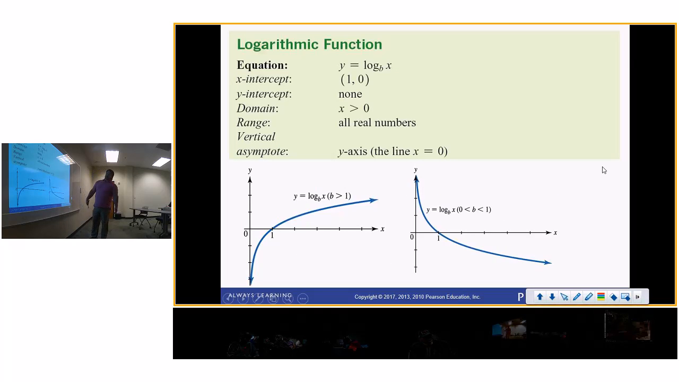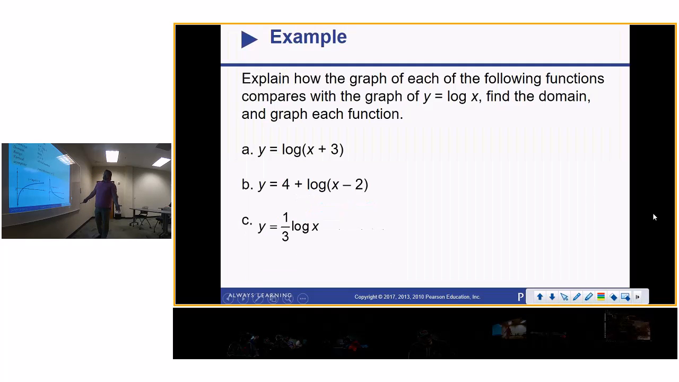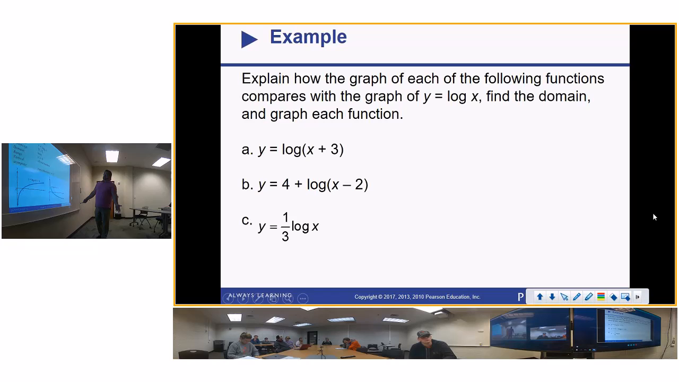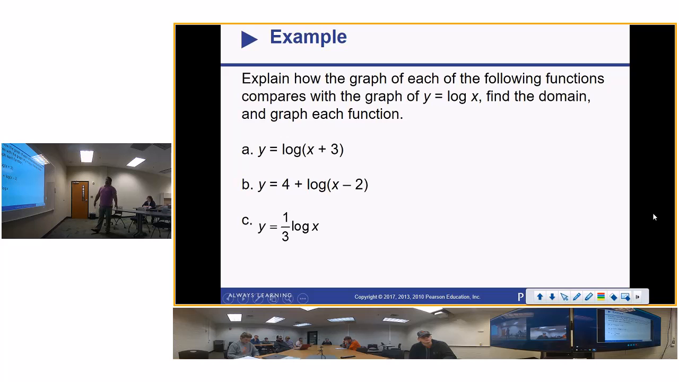And of course, y'all can read the domain and range of these functions. I didn't even touch it. That's nice. Okay? Explain how the graph of each. Now these you can do what in your calculator?